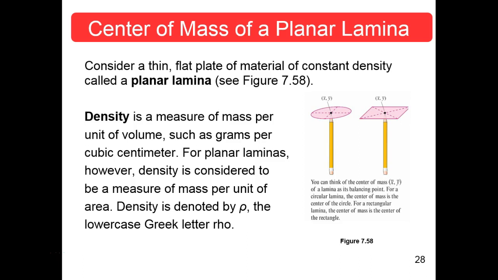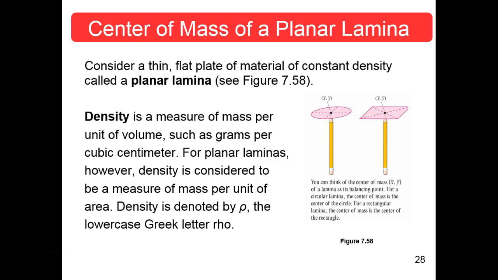Now, in some texts, they only use rho if it's mass per unit volume. They sometimes will use different symbols, but this book uses the same. So they're going to use rho for density per unit volume or density per unit area. I don't know if they're going to do it per unit length, but I would imagine they would.